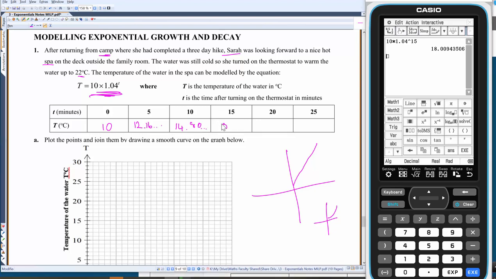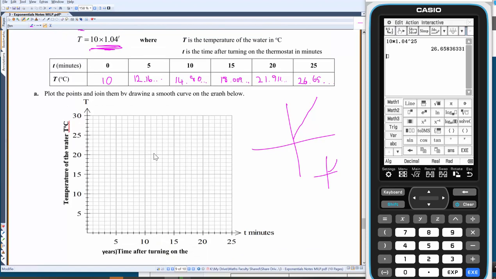15 minutes, ooh, it's starting to get toasty. 18.009... 20, 21.911... and after 25 minutes, 26.65... Okay. Now what she's done is decided to warm the water up to 22 degrees, which is interesting because after 25 minutes, it gets up to 25. All right, so let's see how this graph is going to work.